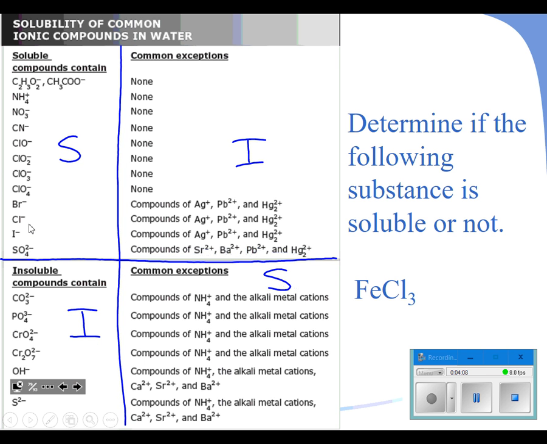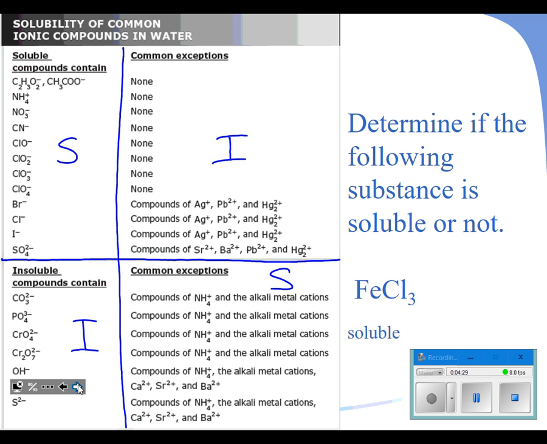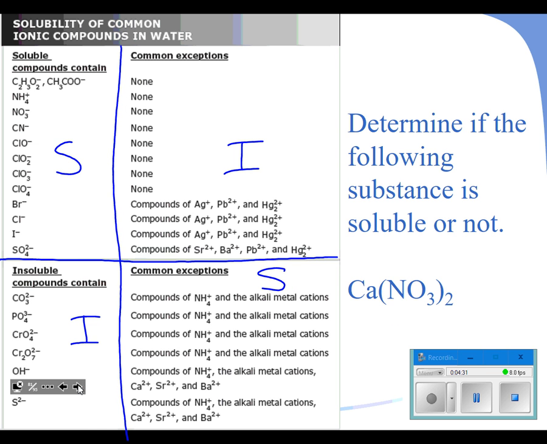Then for FeCl3, Cl's the negative, Fe is nowhere on here, and it is soluble. But when we go over here, Ag and lead, so silver and lead and mercury, well, iron is not one of those, so that would mean that it is soluble. Then we have calcium nitrate, so we look up nitrate. Nitrate again combined with anything is soluble, so this will be soluble.